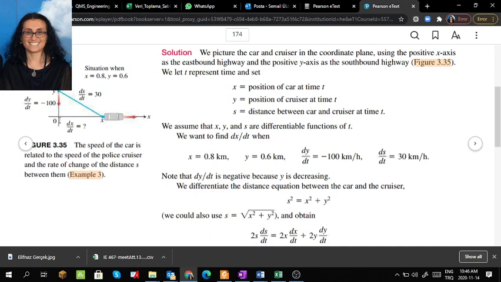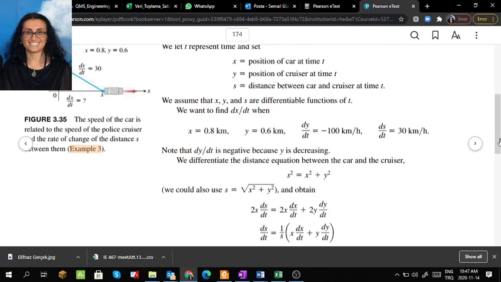And then we have this right angle triangle, which is going to give us the relationship between x, y, and s. So here is the distance equation: s squared is equal to x squared plus y squared. We are going to use this relationship.